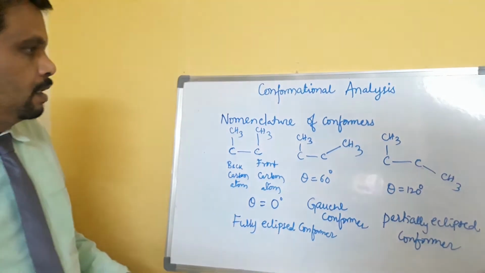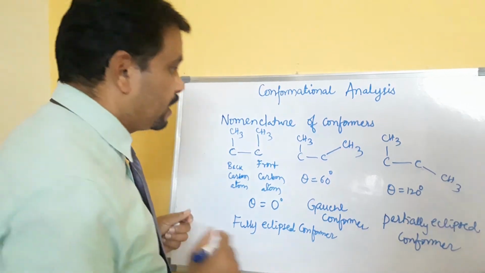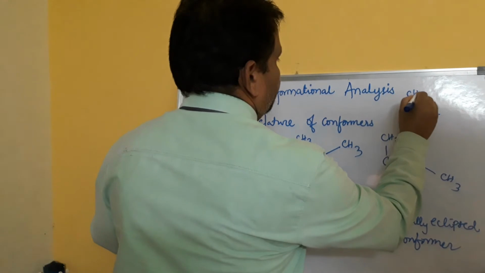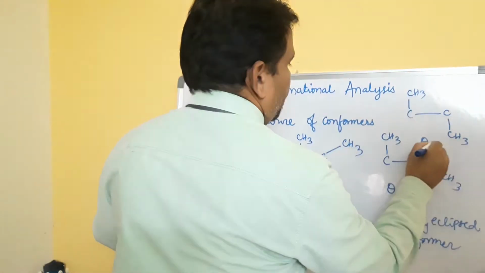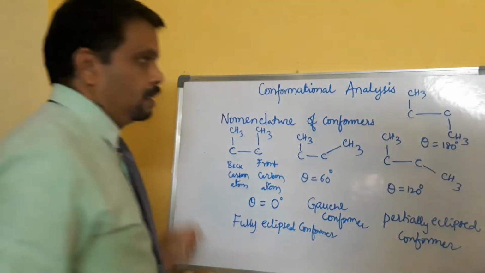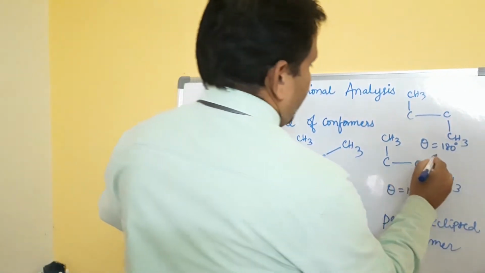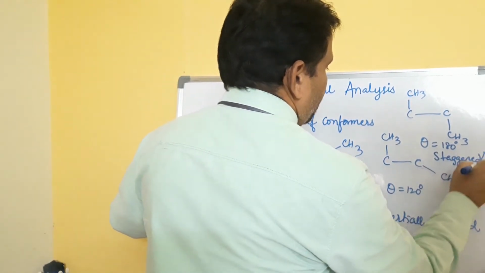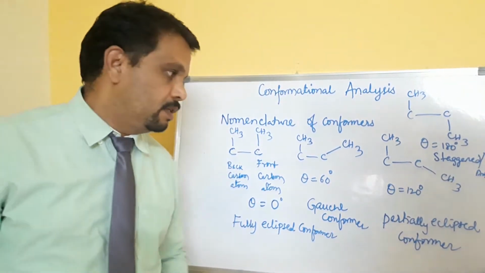Finally, if you rotate that C-C single bond by 180 degrees, you will get this kind of structure, with CH3 and CH3. The dihedral angle in this conformer is 180 degrees. Such conformers are considered staggered conformers, or anti conformers.